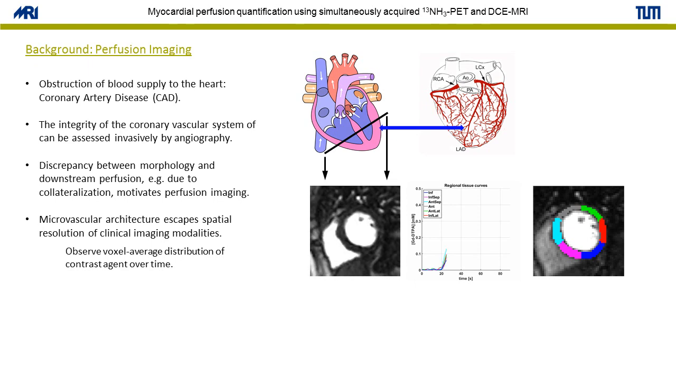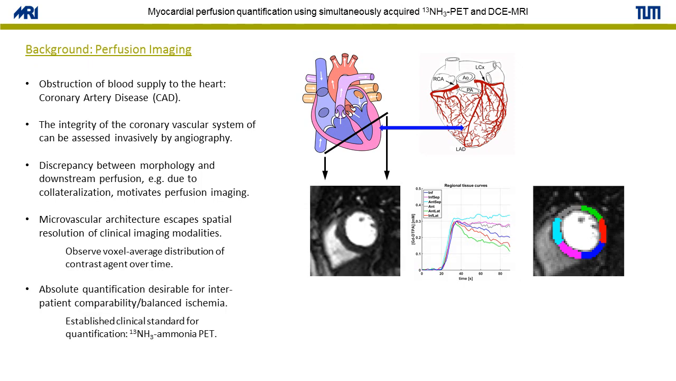As dimensions of the microvascular architecture escape the spatial resolution of all clinical imaging modalities, we usually observe a voxel average distribution of an injected contrast agent over time, as shown on the right for dynamic contrast-enhanced myocardial perfusion imaging. In addition to the qualitative assessment of myocardial perfusion shown here, absolute quantification of myocardial perfusion may also be desirable for interpatient comparability as well as for cases of balanced ischemia. The established clinical standard for myocardial perfusion quantification at the moment is ammonia PET.